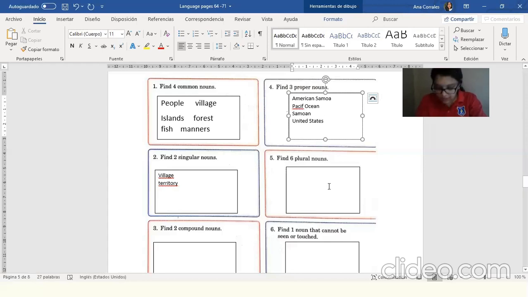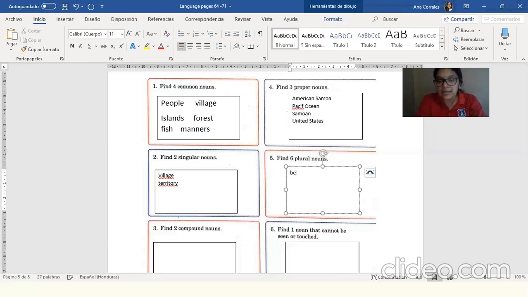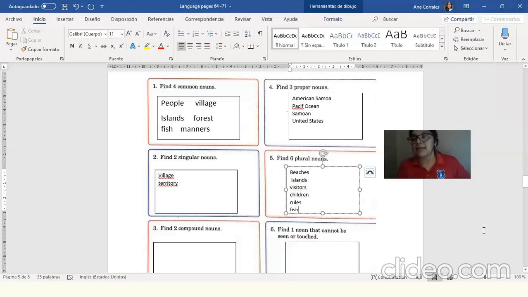Find 6 plural nouns. Plurals, que están en plural. Plurals mean 2 or more things. Islands, visitors, children. Children, that word is not with S because that word is in plural. Ya está en plural, no le vamos a poner S. Rules and fish. Fish too. You're not going to write fishes. No, fish. Fish is the way to write in plural. Es la manera para escribirlo en plural.